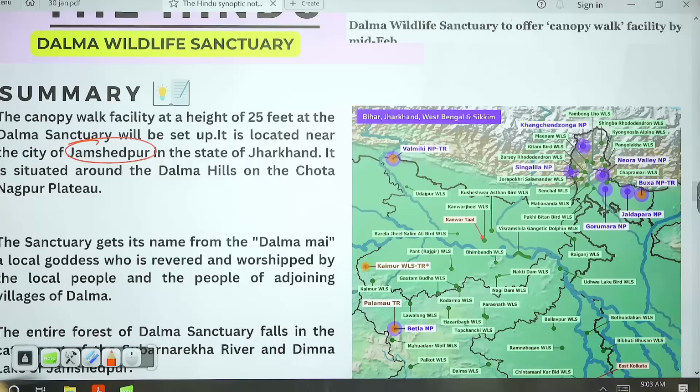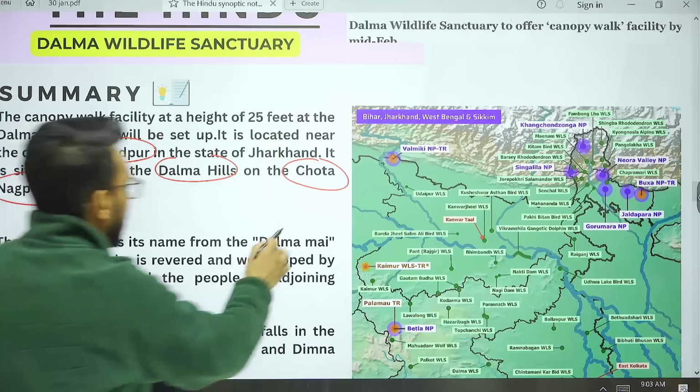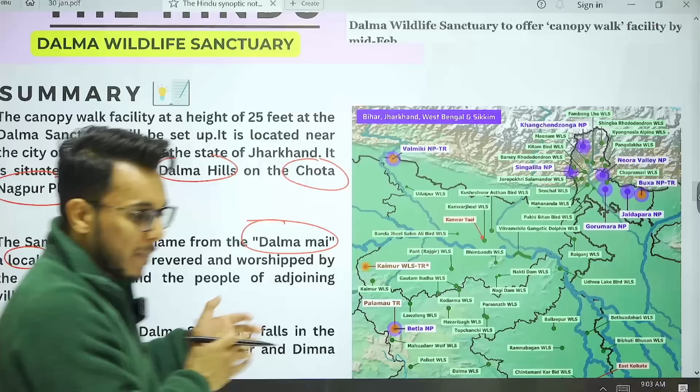Now, when we talk about Dalma Wildlife Sanctuary, it is located near the city of Jamshedpur, around Dalma Hills on Chota Nagpur Plateau. Now, the name Dalma Hills or Dalma Wildlife Sanctuary comes from Dalma Mai, which is the goddess who is revered by the people here locally. From there, the name comes.